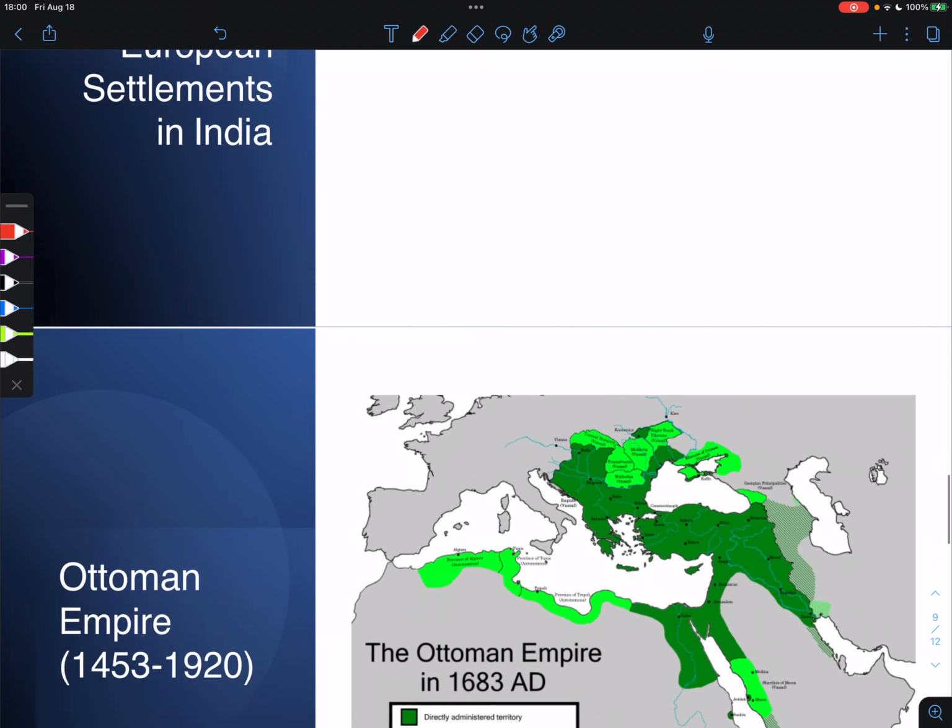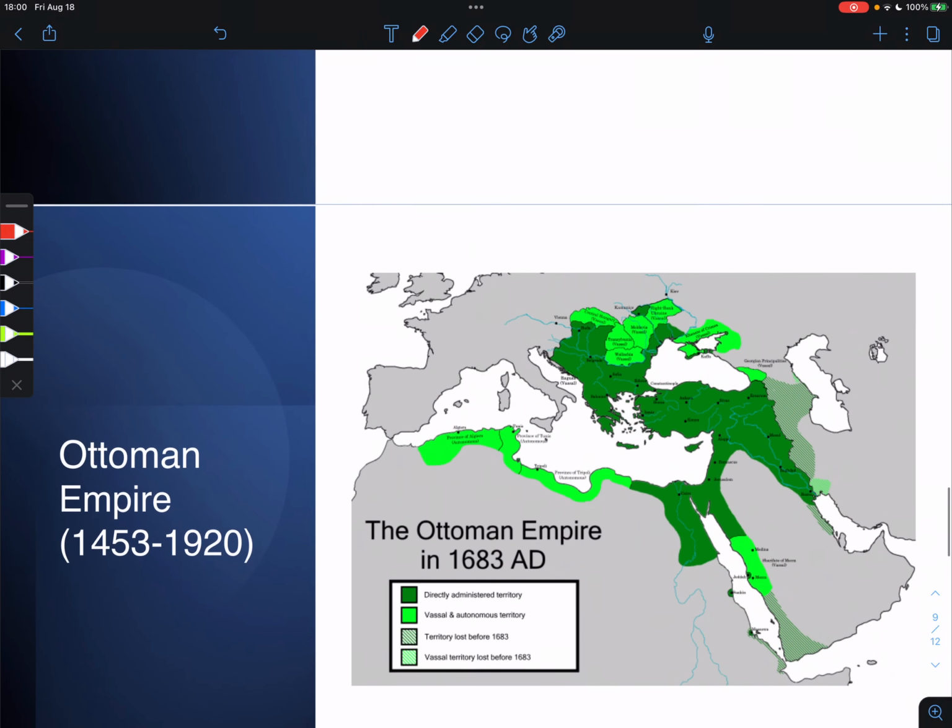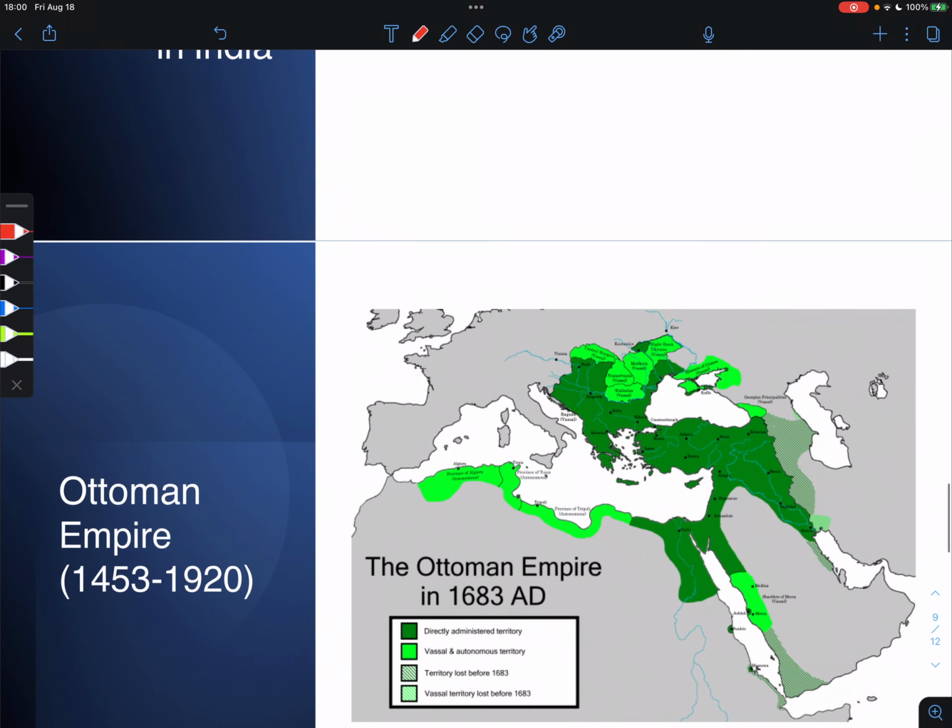We already had an important power that was in possession of all these areas, the areas that you see on the map, right? And that was the Ottoman Empire. And the Ottoman Empire was there between 1453 and 1920.